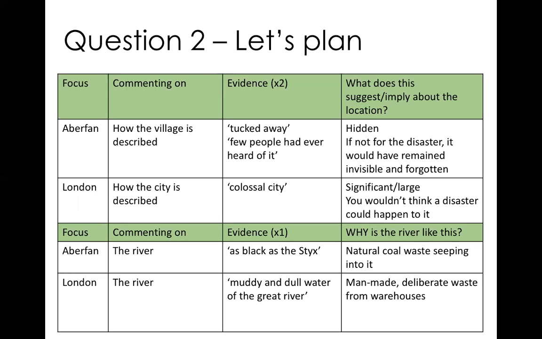All right, I've then put the commenting on. So in Aberfan, we're commenting on how the village is described. We've said in the evidence, it's tucked away. Few people had ever heard of it. What does this suggest and imply about the location? Hidden, if not for the disaster, it would have remained invisible and forgotten. Moving on to London, how the city is described. Colossal city, significant, large, you wouldn't think a disaster could happen to it. Again, taking all that information we've just considered and popping it into this table.